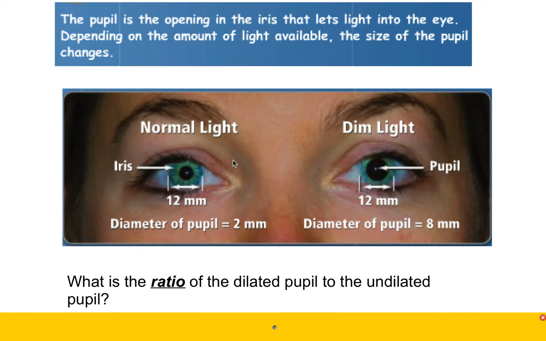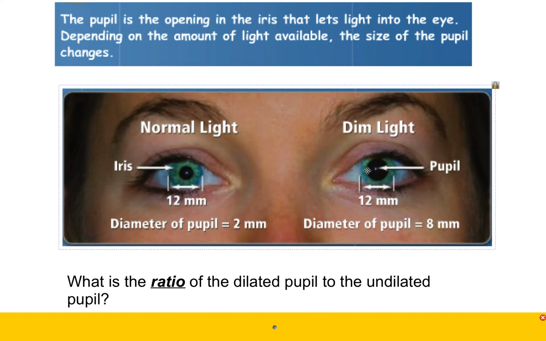The dilation that is most common for people is the dilation of the pupil. So the pupil is actually a hole in the eye. It is surrounded by the iris. The iris is the muscle. And in normal light, this is the way the pupil looks. So you have the iris, which is 12 millimeters long, and the diameter of the pupil is going to be about 2 millimeters. So from one end to the other of the pupil, that's going to be 2 millimeters long.